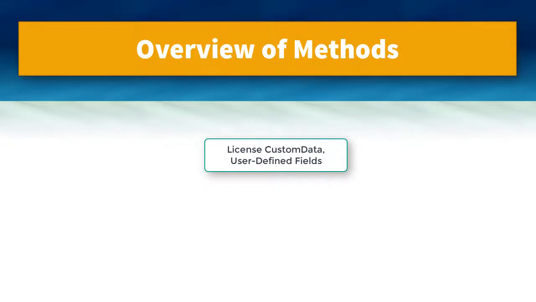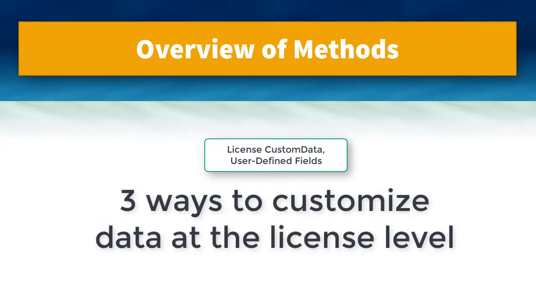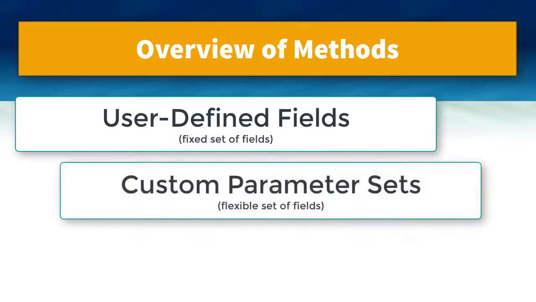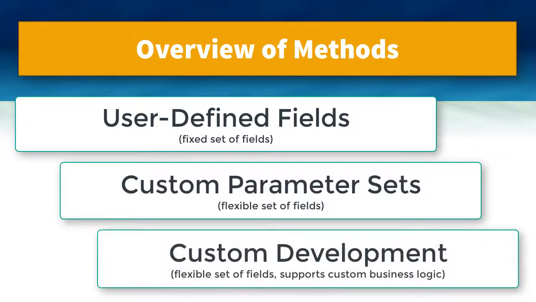Solo Server Automation has three different ways to customize data at the license level: user-defined fields, custom parameter sets, and custom development. I'll start with an overview of each method and then transition to implementation examples.